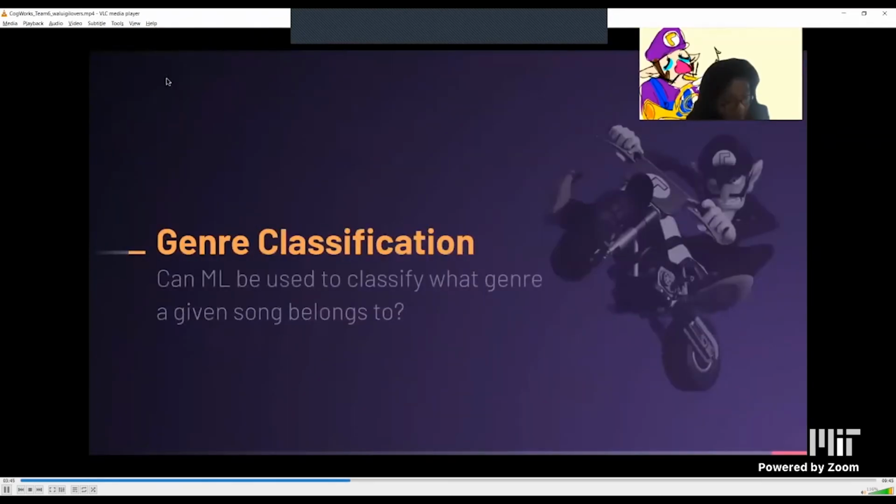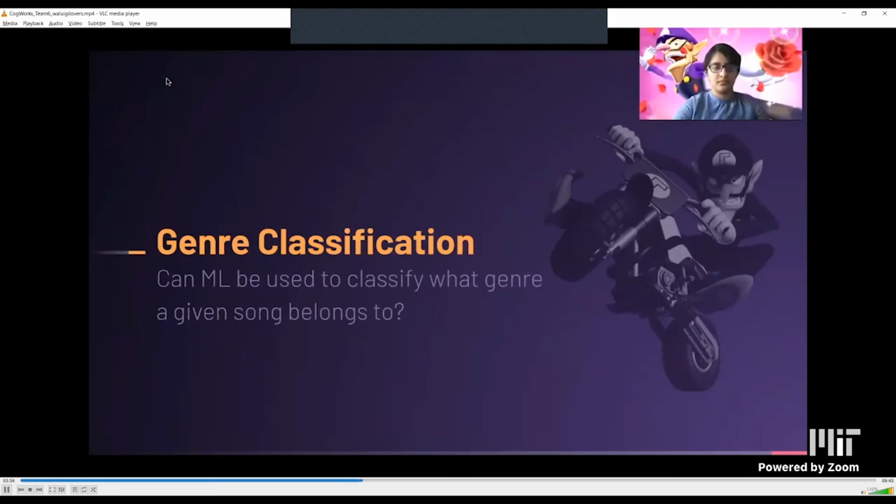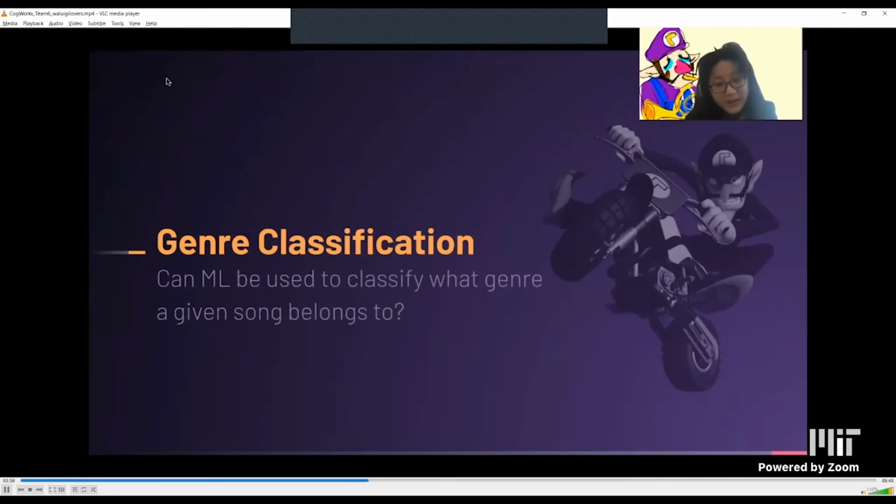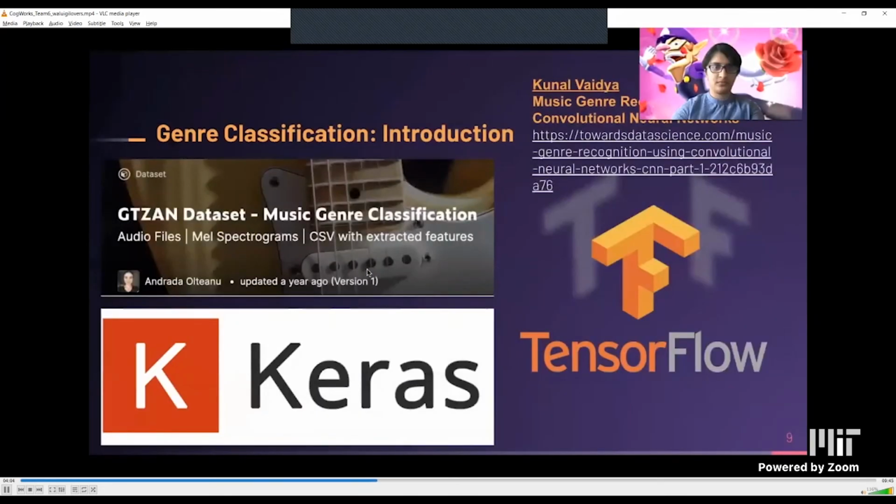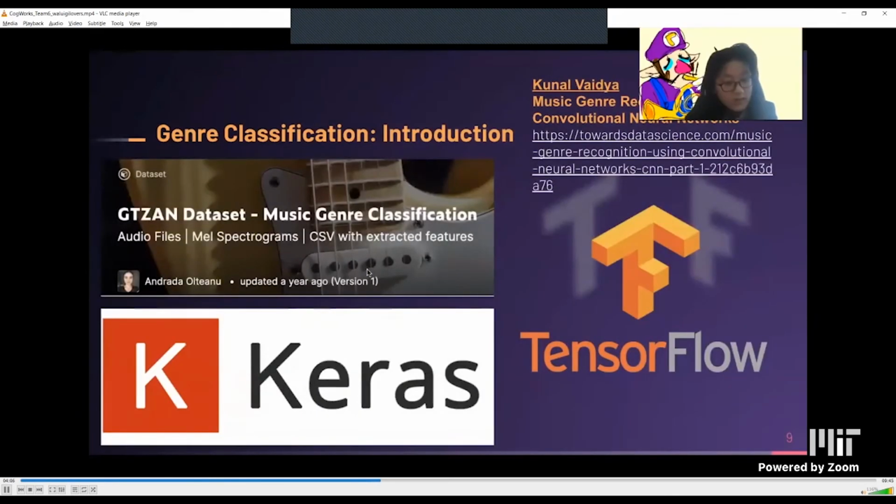Our genre classification project uses a convolutional neural network to analyze a piece of music and output a probability distribution among 9 genres, these being blues, classical, country, disco, hip-hop, metal, pop, reggae, and rock. This project was inspired by Kunal Vidya's article on Towards Data Science regarding his genre classification model.